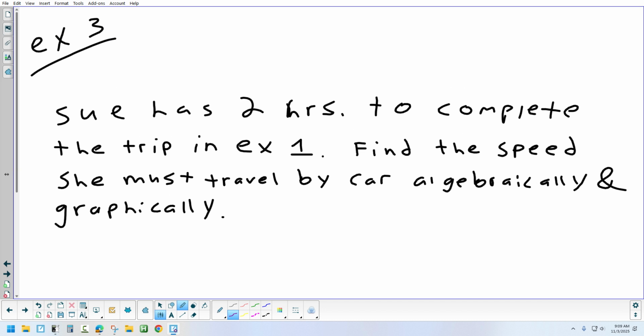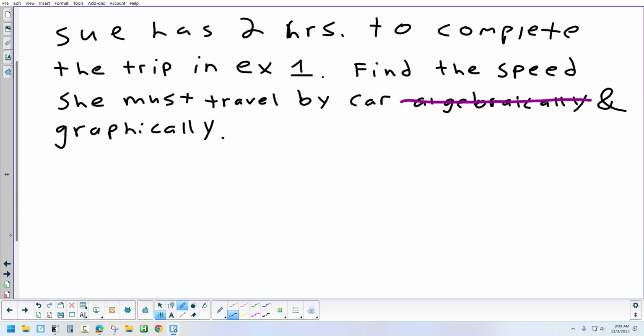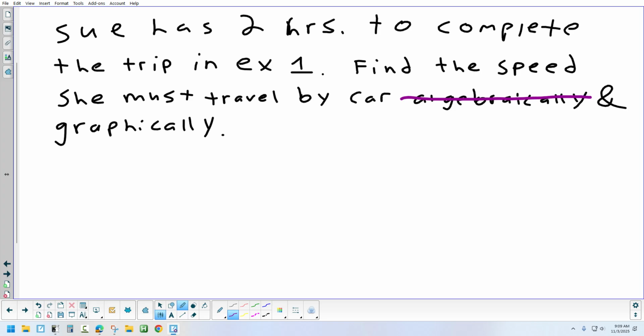All right, so now they're giving us some information that we can use here. It says Sue has 2 hours to complete the trip. Find the speed she has to travel. We're going to do it graphically because we're going to do a lot more algebraically after this one. So let's do this graphically. Sue has 2 hours to complete the trip. Find the speed she has to travel by car graphically.